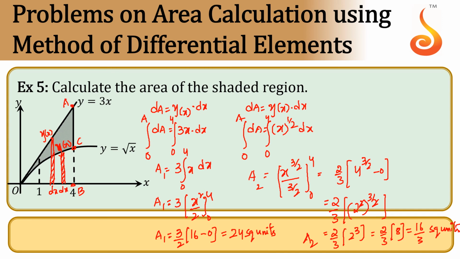So we want to know the area under the shaded region, which is nothing but A1 minus A2. A1 minus A2 will give the shaded region area. So that is 24 minus 16 by 3. So 24 into 3, which is 72. 72 minus 16 by 3. What we get? 56 by 3 square units.